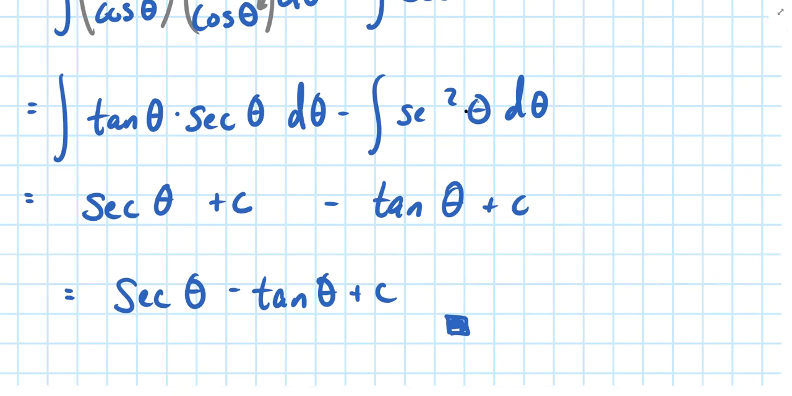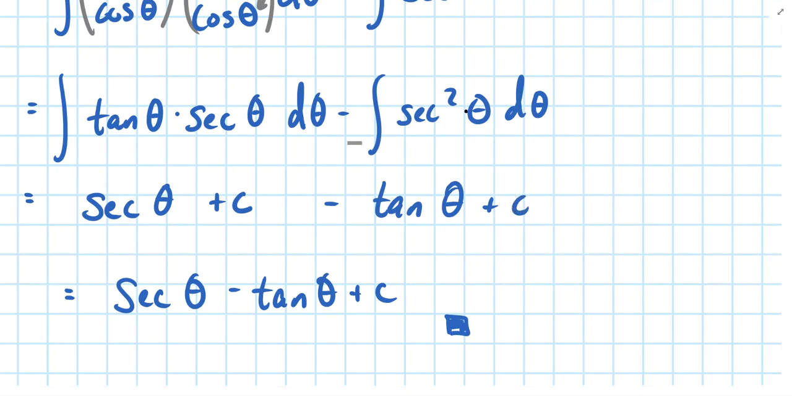So that's nice to see that the antiderivative of tangent times secant is just secant. And we're going to put our plus c here because that is the antiderivative of this expression. We're going to subtract the tangent theta because tangent theta is the antiderivative of secant squared. And that contained a plus c as well.